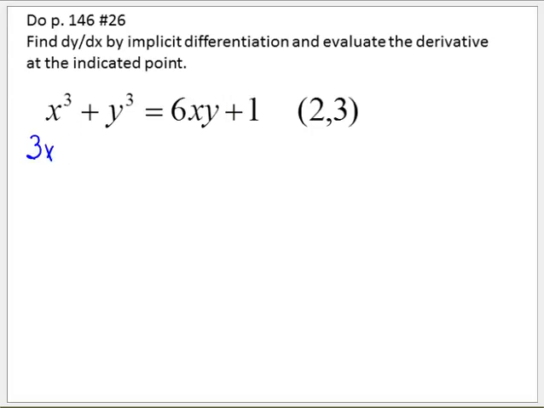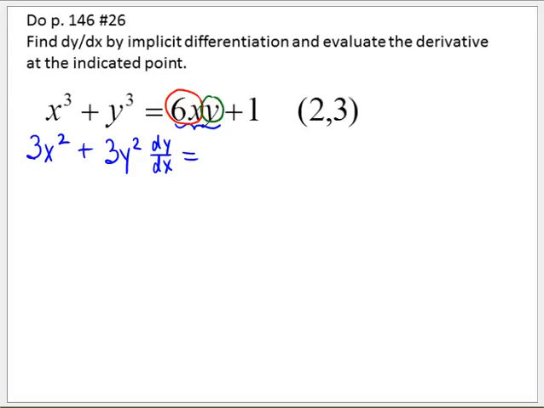Take the derivative of x cubed, which is 3x squared, plus we have 3y squared dy over dx. Remember, I'm using the dy over dx instead of the y primes. Equals, please pay attention that you do have product rule here. The two pieces I'm going to use: this is going to be my first term, the 6x, and the second term is going to be y.